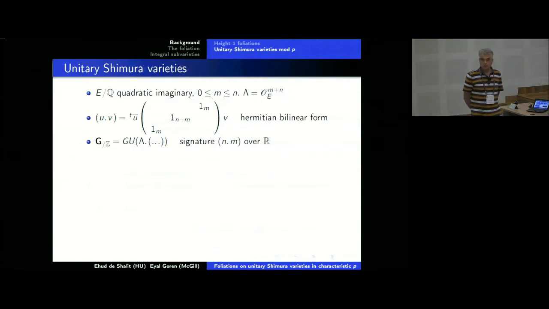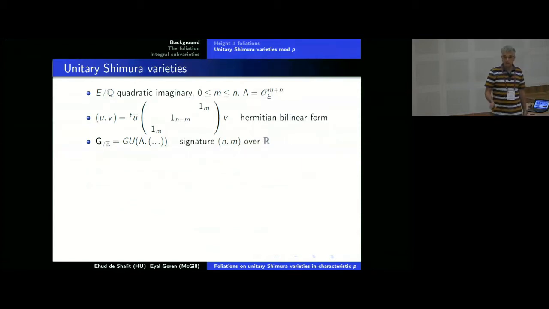So E is going to be a quadratic imaginary field. m and n are integers, m less than or equal to n, and Λ is O_E^(m+n). I consider Λ, the lattice, with the Hermitian bilinear form given by this matrix. So this is not the quasi-split form. This is the unit matrix m by m, the unit matrix n minus m by n minus m, and the unit matrix m by m. It's not ones along the antidiagonal.